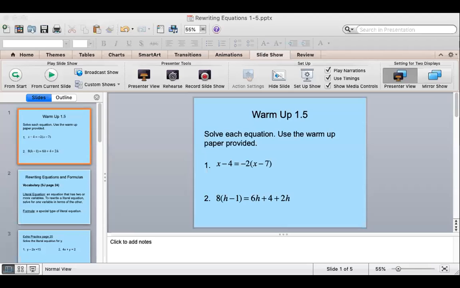Hi, algebra students. Today we're going to be working on lesson 1.5, solving literal equations. I'm going to go ahead and share the screen so that you can see the presentation, and I'll talk through it. So hopefully you can see this, and I'll go ahead and start the presentation.